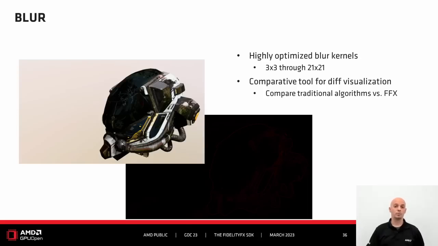And our last new sample is FidelityFX Blur. This sample features a highly optimized set of blur kernels that can run from 3x3 to 21x21. Now, the sample also features a comparative diff tool to allow you to see the difference between the FidelityFX Blur kernel versus other common blur approaches like single-pass box filters, multi-pass separable filters, and multi-pass separable filter transposes.